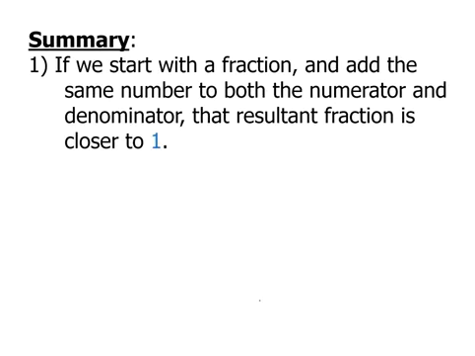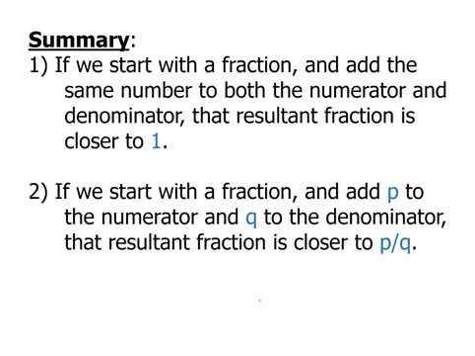If we start with a fraction and add the same number to both the numerator and the denominator, that resultant fraction is closer to 1. If we start with a fraction and add p to the numerator and q to the denominator, the resultant fraction is closer to p over q. And again, this is a very visual trick. It's a very hard trick to see and to apply. If it's something you understand, it will save you time. Don't worry. If this is something over your head, you will never need to know this.